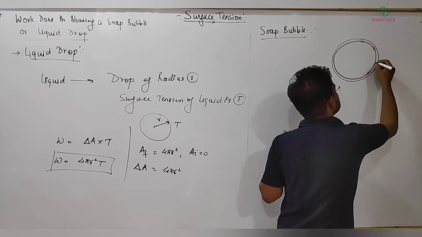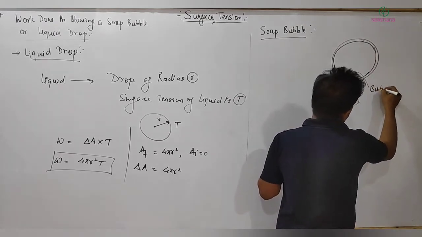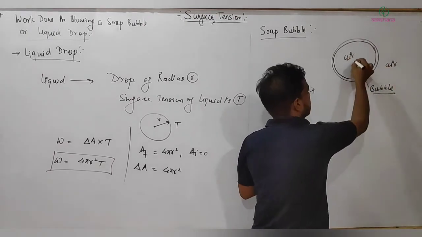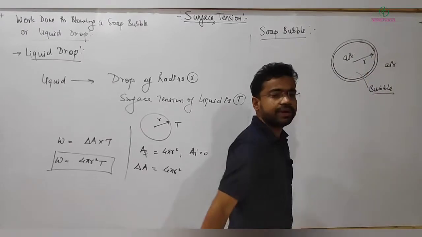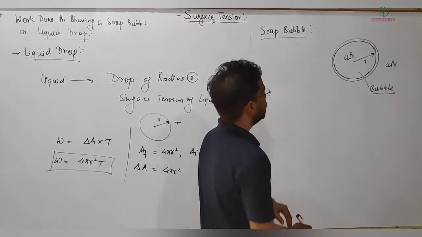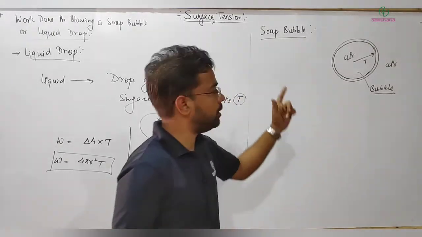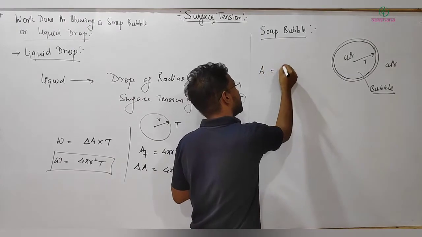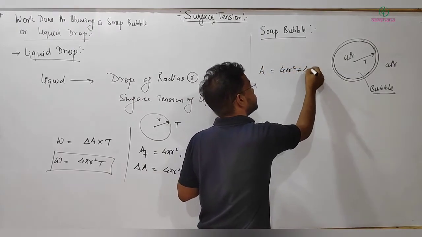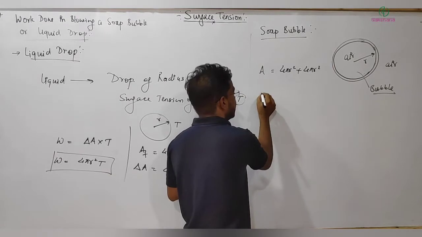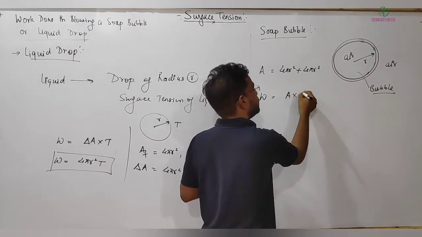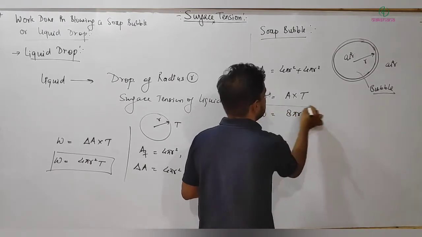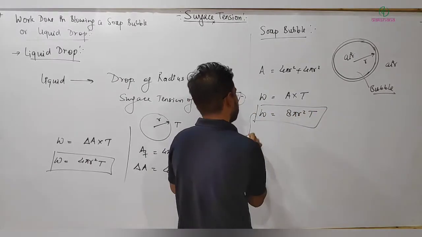So this is a bubble, with air outside and inside also there is air, and its thickness we take very small. So let's say the radius is R. Then what is the total surface area of this bubble? One is inside, another is outside. So total surface area A I can write as 4 pi r square plus 4 pi r square. Then work done is equal to A multiplied by T, and that is equal to 8 pi r square multiplied by T. So this is the work done in blowing a bubble.